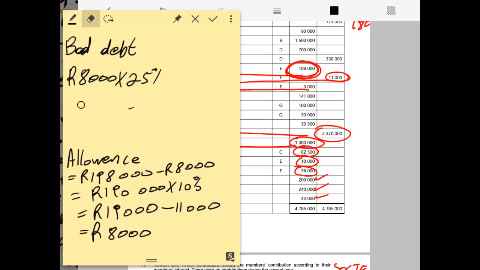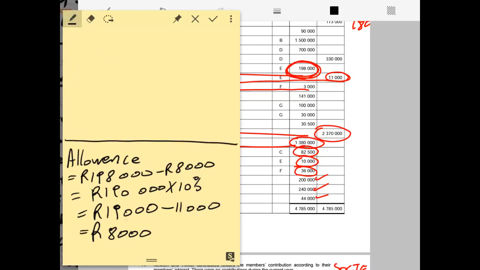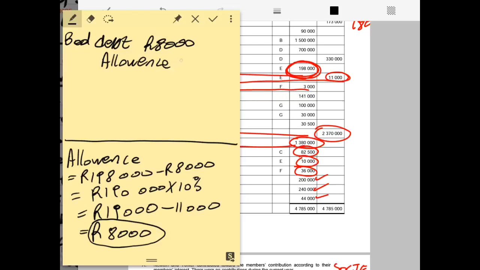So now let me do a general journal entry for you so that you know how to account for this. For this amount, the increase in the allowance for credit loss, when we do a general entry for that, we debit bad debts by an amount of 8,000 rands, and we credit allowance for credit loss, and that will be 8,000 rands. So this is what you do when you are doing a general entry.